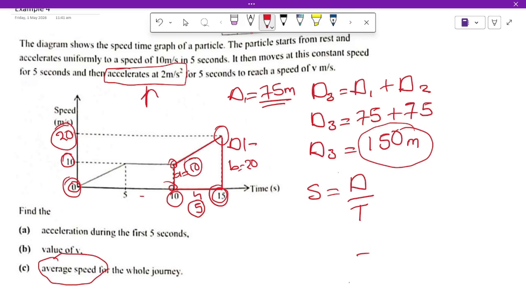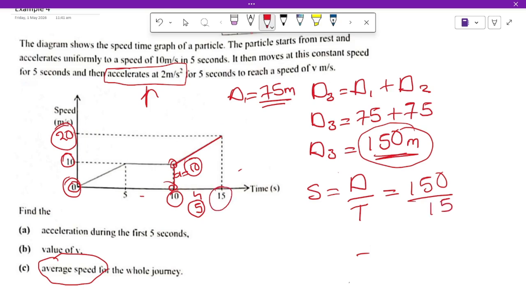Okay, so when you have different types of shapes, simply calculate for each shape and then add whatever you find at the end. Meaning we're going to say, what is the distance? 150 right here. What is the time for the whole journey? The time for the whole journey is indicated right here. It took 15 seconds. So that is the time for the whole journey.